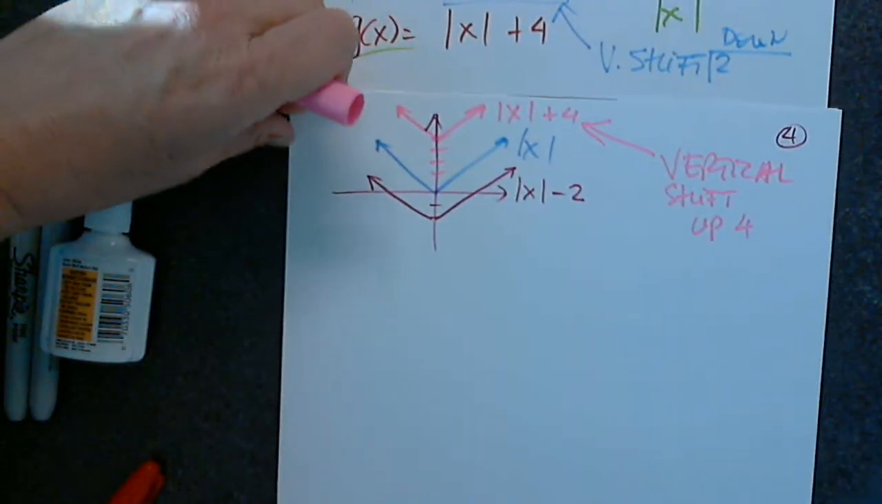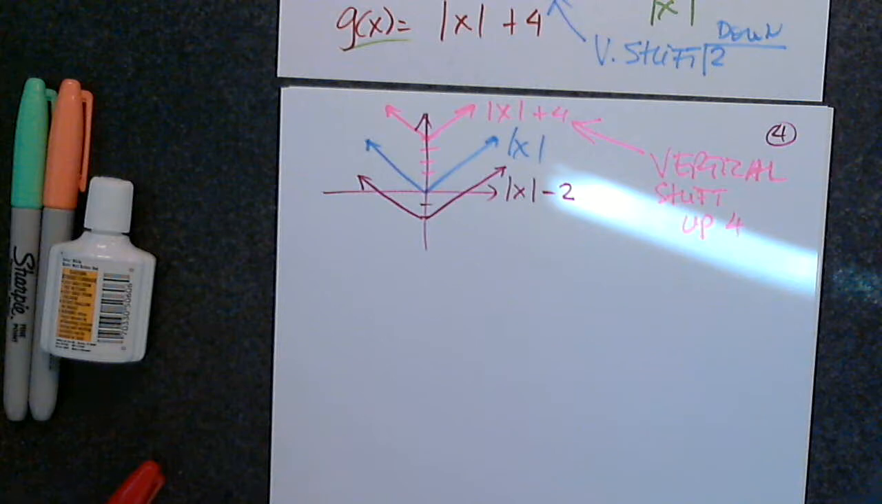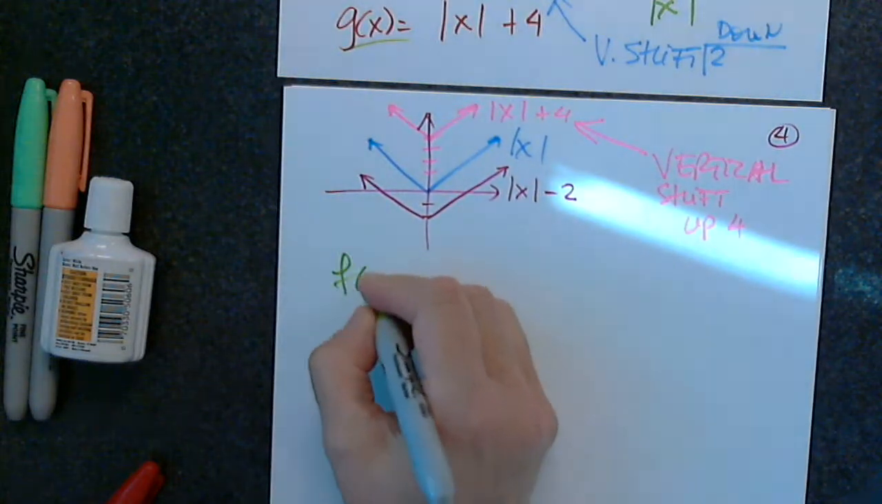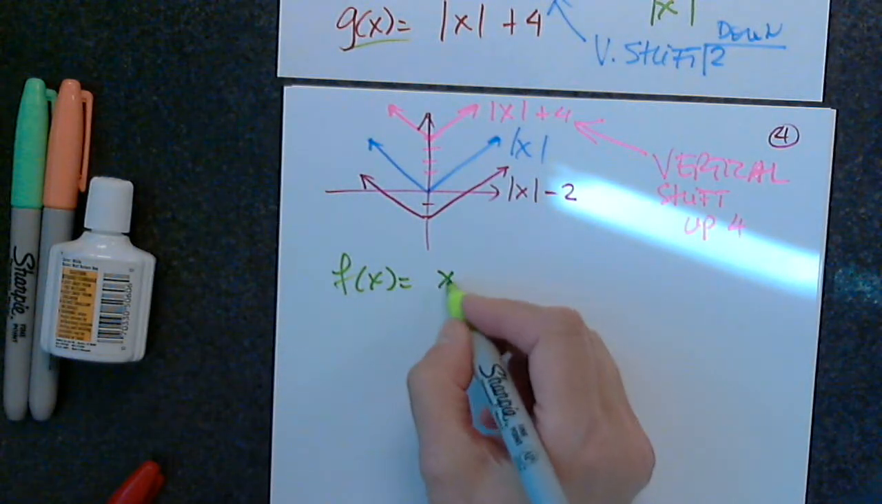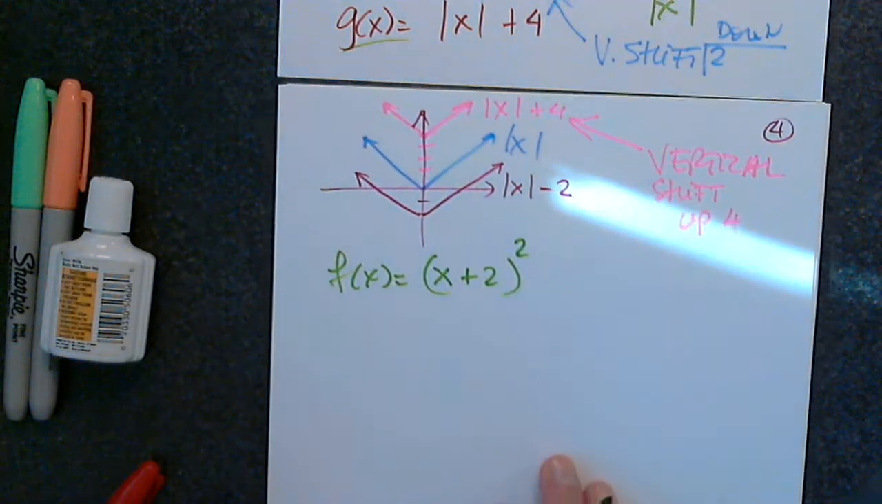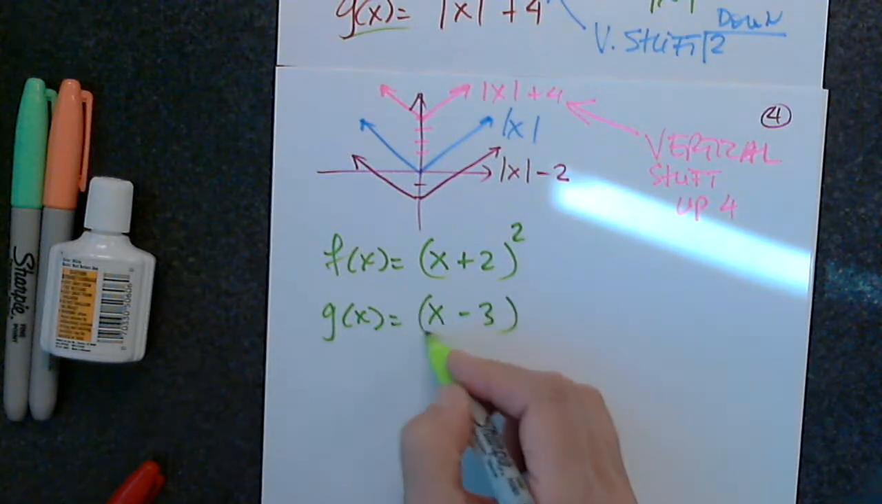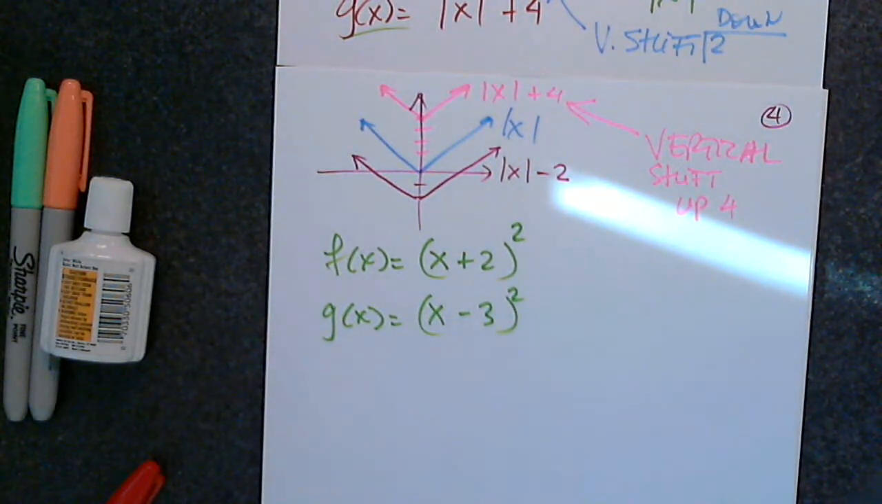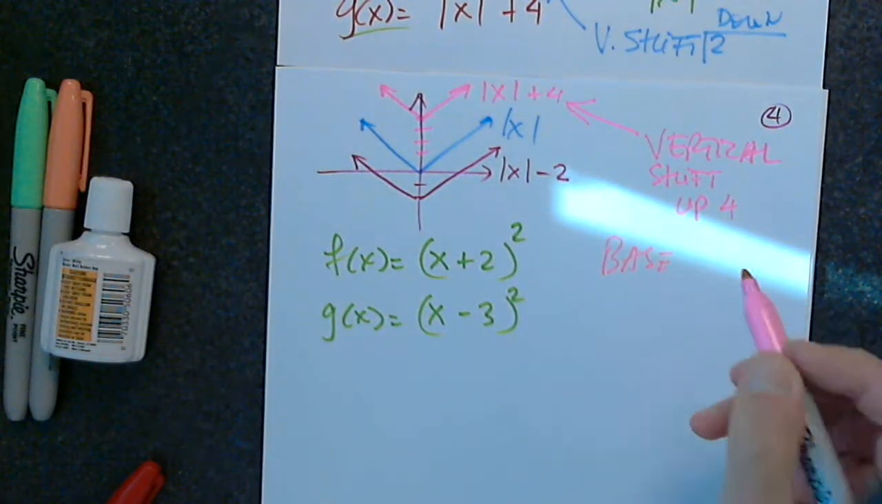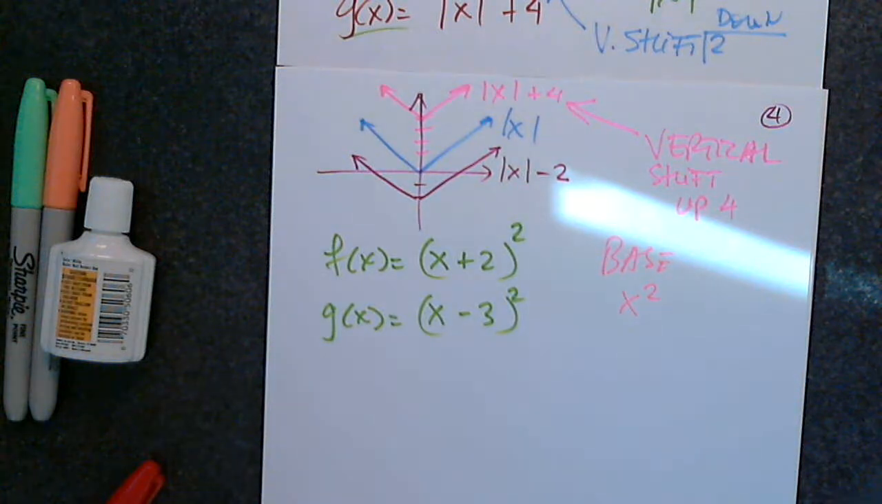Okay, let's move on. I'm going to create now two functions, f of x, which is x plus 2 squared, and g of x, which is x minus 3 squared. Yes, I'm going to ask you the same question again. Which base function was used here? Yes, quadratic, which is x squared. Very good. So the base or basic function, whatever you want to call it, the initial function used is x squared.